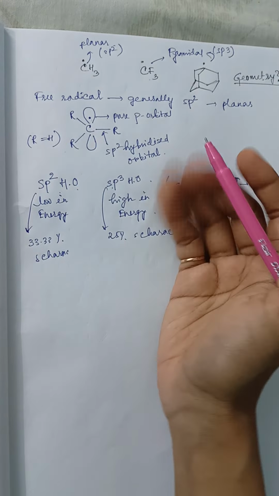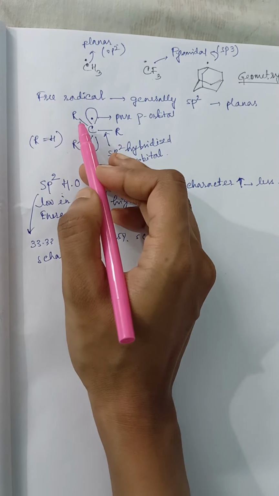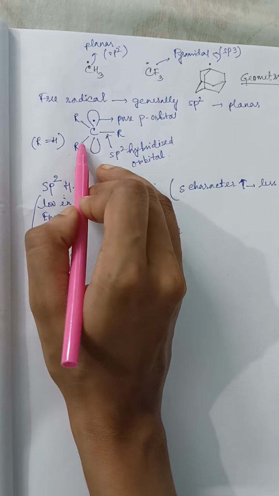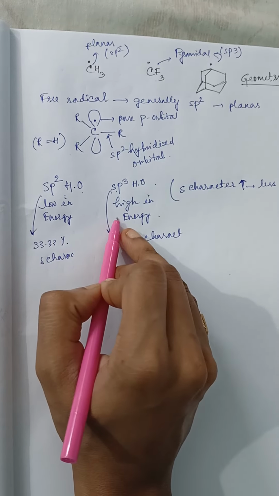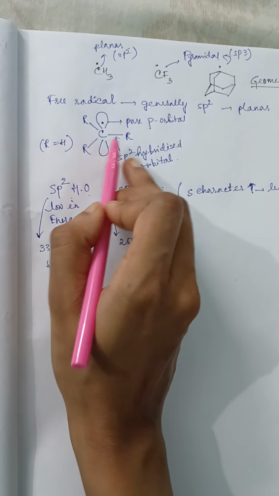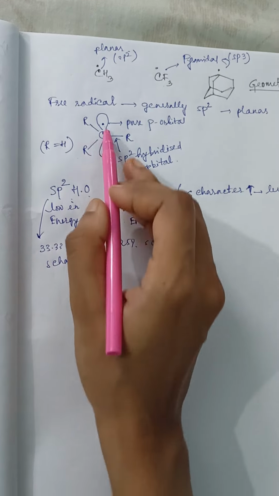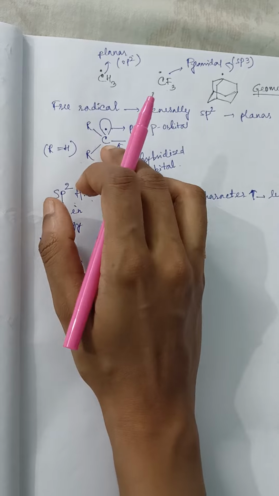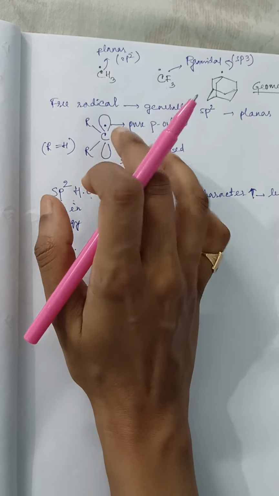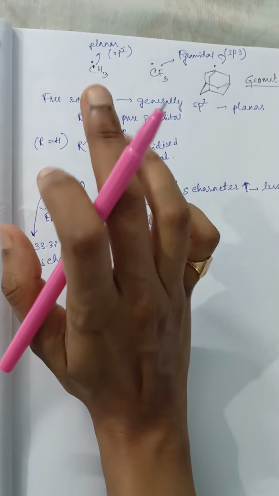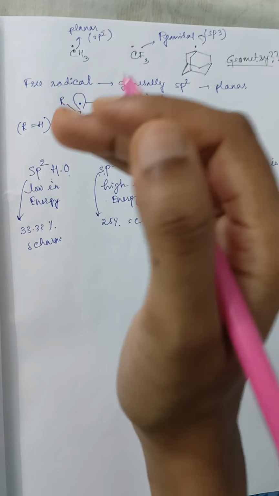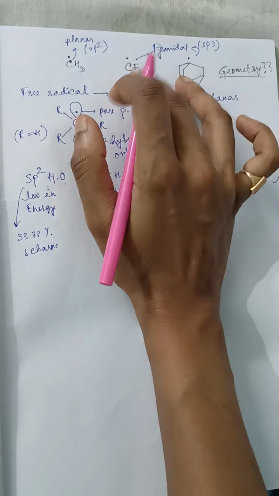So there are two options. Either you can keep the free radical and all three bond pair electrons in sp3 hybrid orbitals, or you can keep the three bond pair electrons in sp2 and one pure p orbital. That is energetically very efficient. That's why it always tries to assume planar geometry, that is sp2 hybridization. But that is not achievable in these two cases.